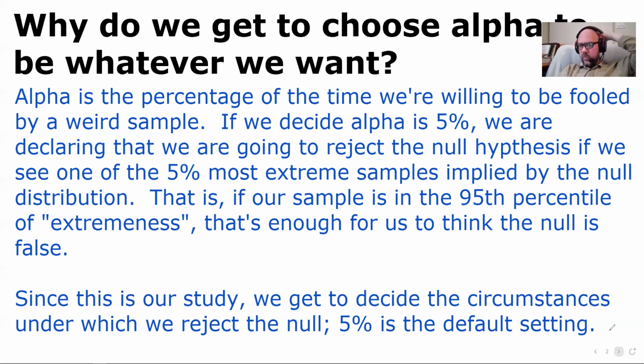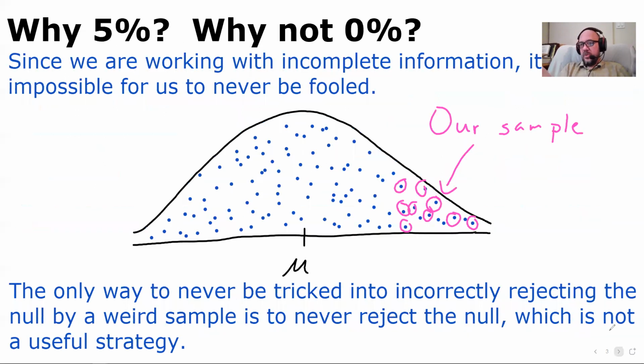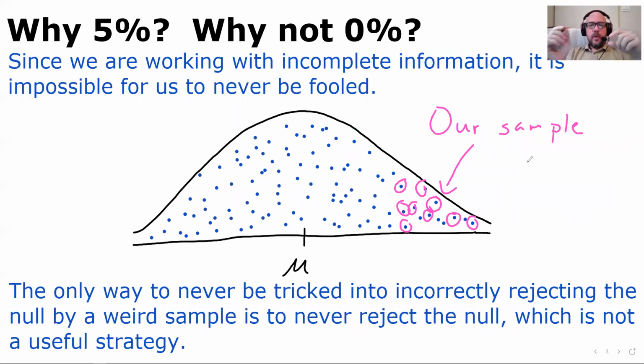So if we get to choose alpha to be whatever we want, why not 0%? That seems like a better idea, right? Never make a type 1 error. There's a problem with that, though, of course. Otherwise, we would do it, which is that we are working with incomplete information.